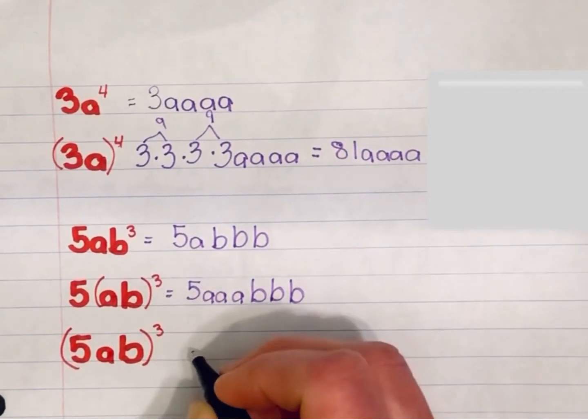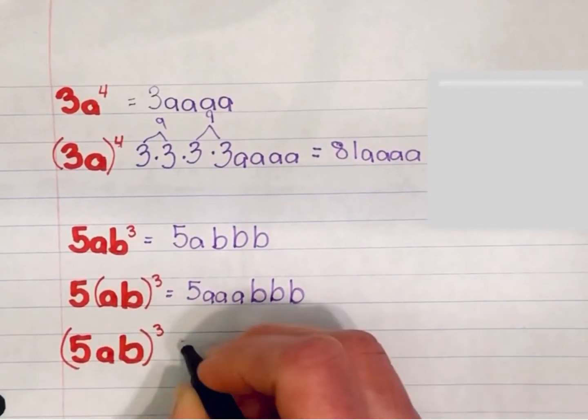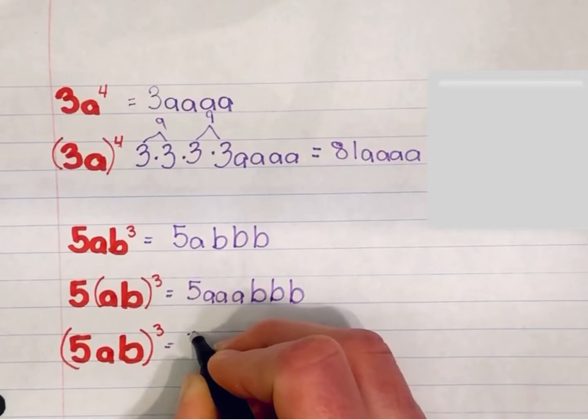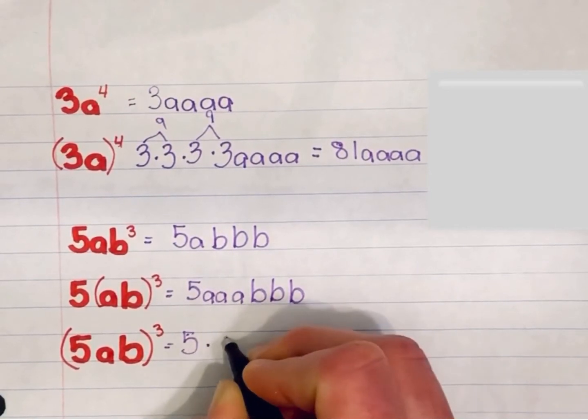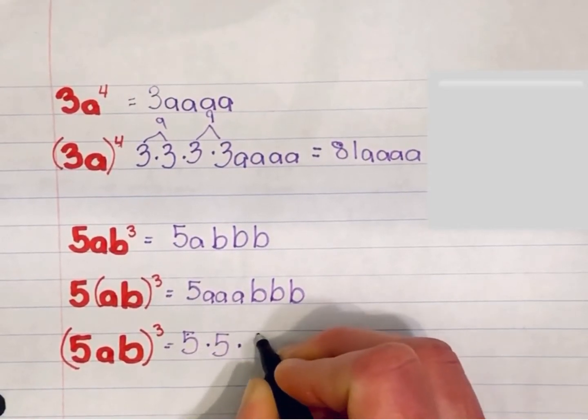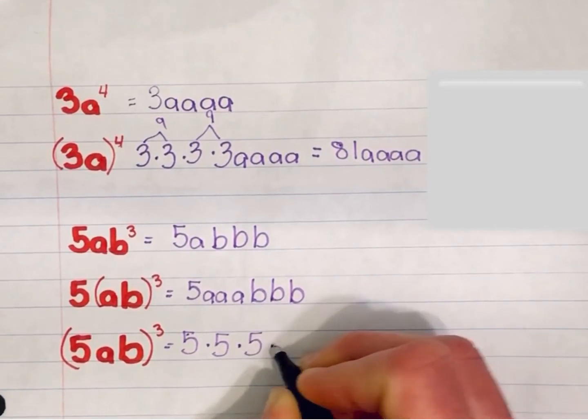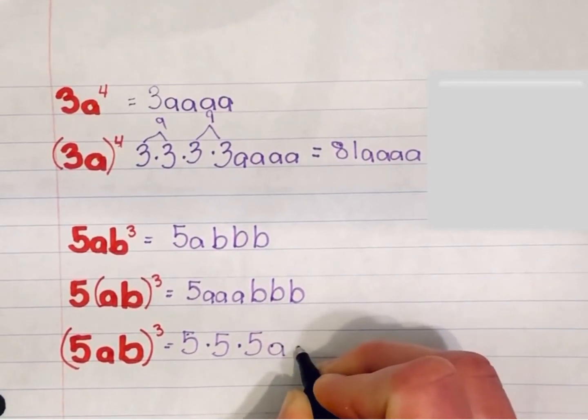On the last one, the parentheses is around the entire thing. It's around 5 and A and B. So that gives us 5 times itself 3 times, A times itself 3 times, and B times itself 3 times.